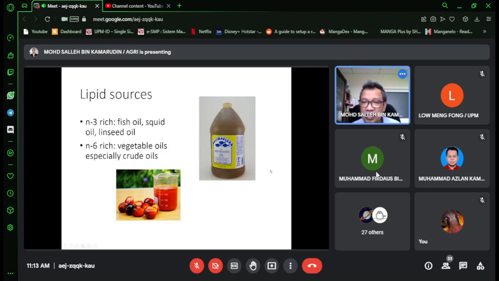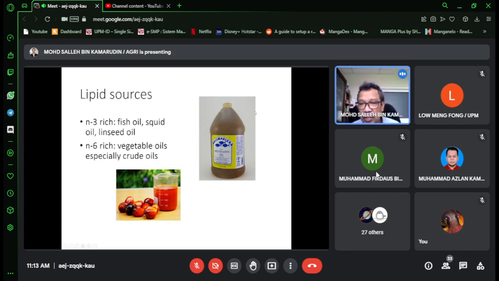So both get a premium price. Fish meal is very expensive. Menhaden oil, fish oil, is also expensive. And in future, we might not have enough fish oil and also fish meal, because fish oil is also used for animal production, livestock, and also for humans. Humans also need this. It's good for the heart.